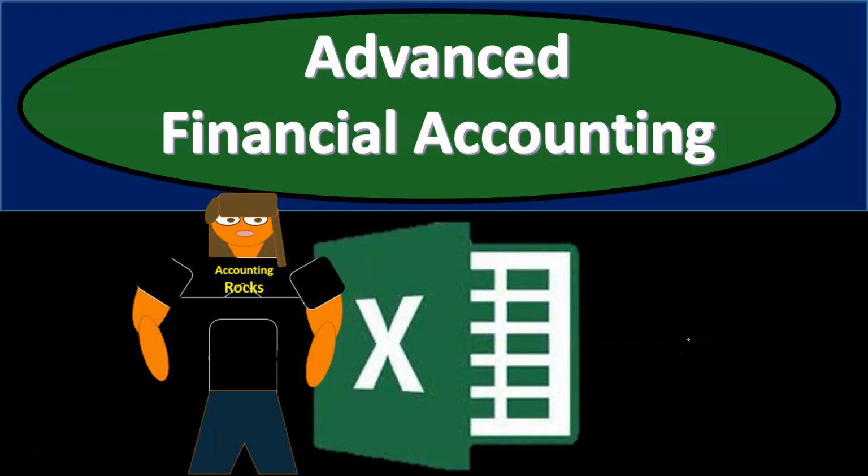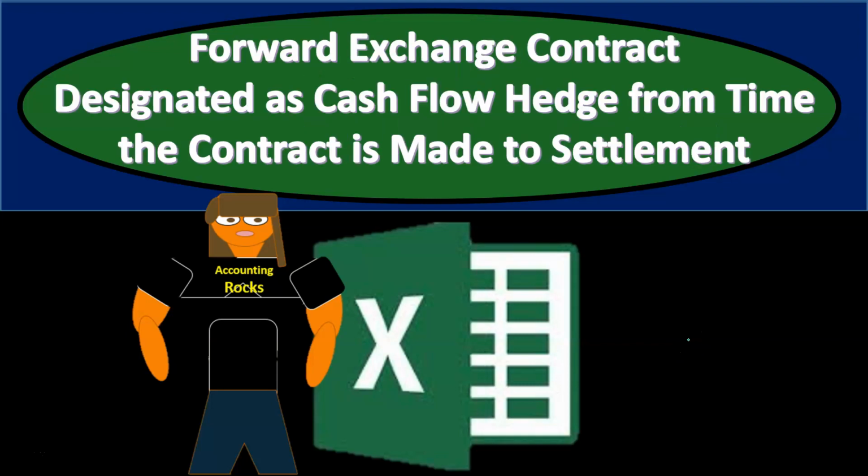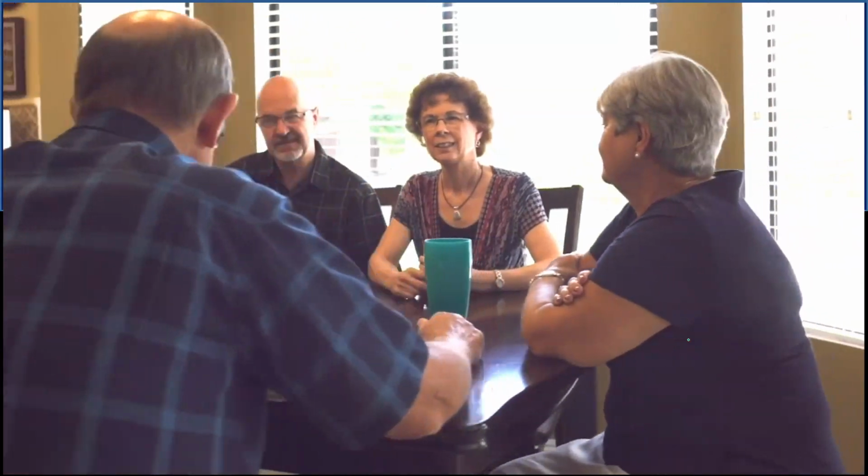Advanced Financial Accounting Excel Practice Problem. In this presentation, we're going to work a practice problem in Excel related to a forward exchange contract designated as a cash flow hedge, from the time the contract is made to settlement. Get ready to account with Advanced Financial Accounting.